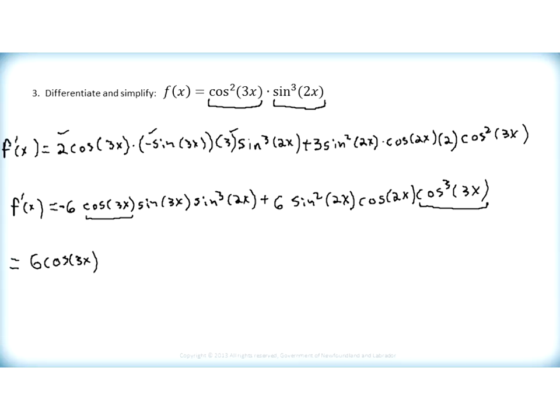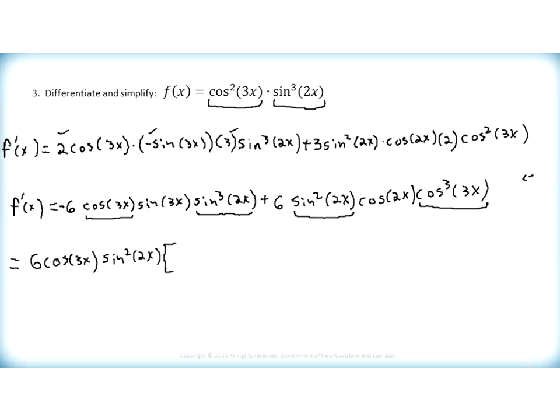And then the first one has a sine 3x, but there's no sine 3x's over here, so that's no good to me. Then I've got a sine cubed of 2x here, and in this one I have a sine squared of 2x, so I can take out a sine squared of 2x as a common factor. And there's no cosine 2x in my first one. So that's pretty much everything I'm going to get out of that. So let's see what's left over inside now.